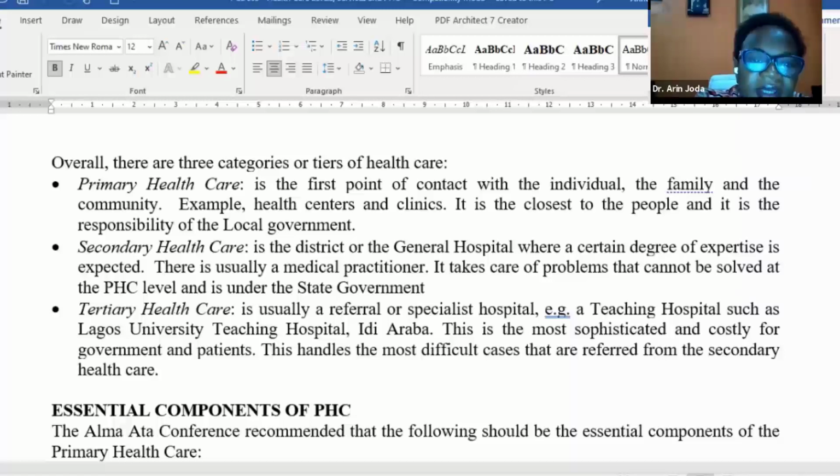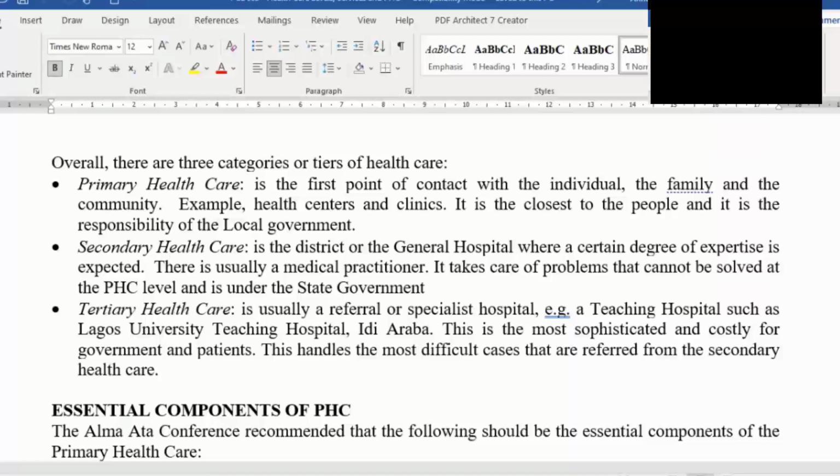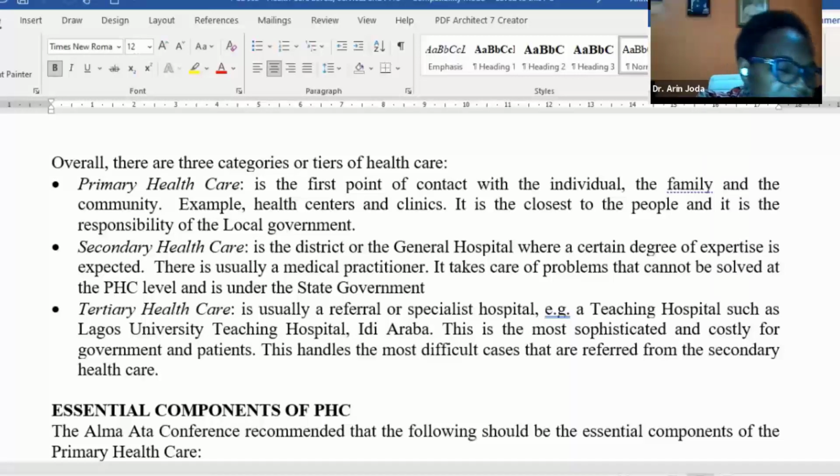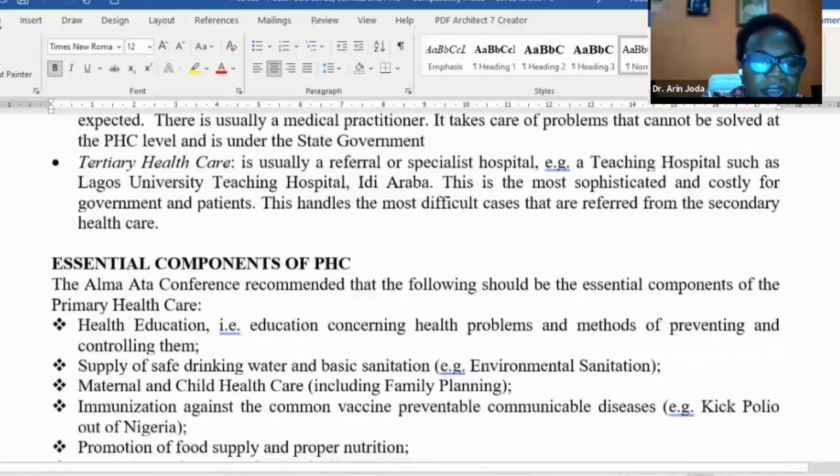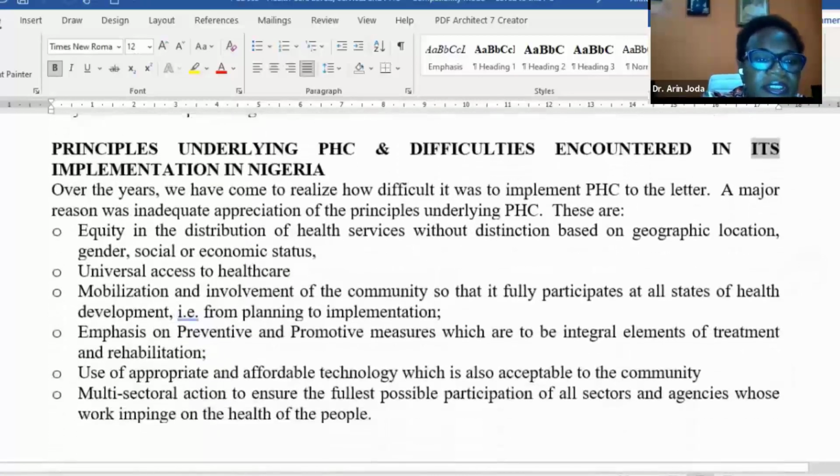And then tertiary healthcare, usually a referral or specialist hospital. For instance, our Lagos University Teaching Hospital is a referral hospital and it's tertiary healthcare. This is the most sophisticated and costly level of care for both the government and patients. At this level, they handle the most difficult cases because they have a plethora of sophisticated and trained manpower, sophisticated equipment, and those that can maintain them. I've already talked about the essential components and the principles underlying PHC.